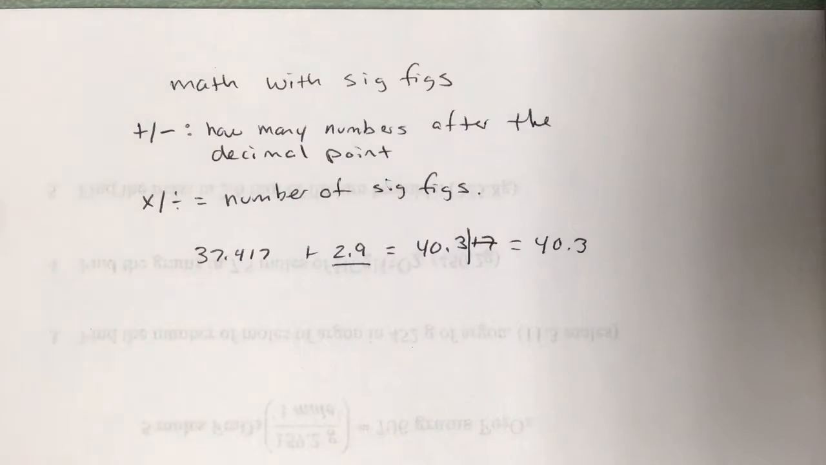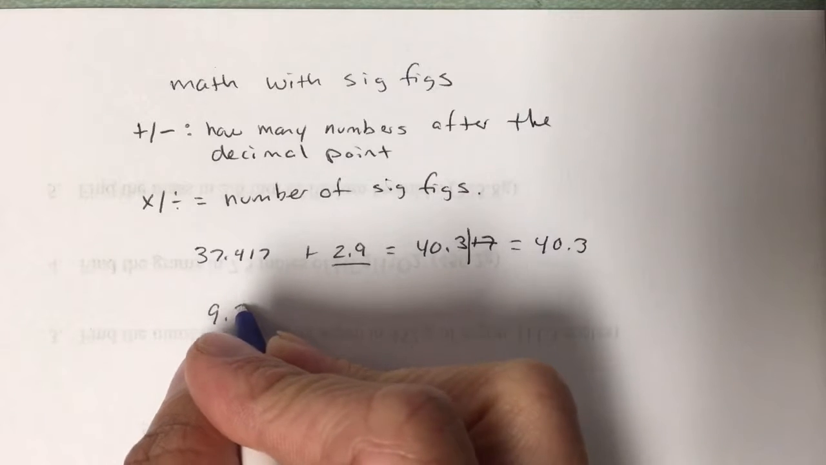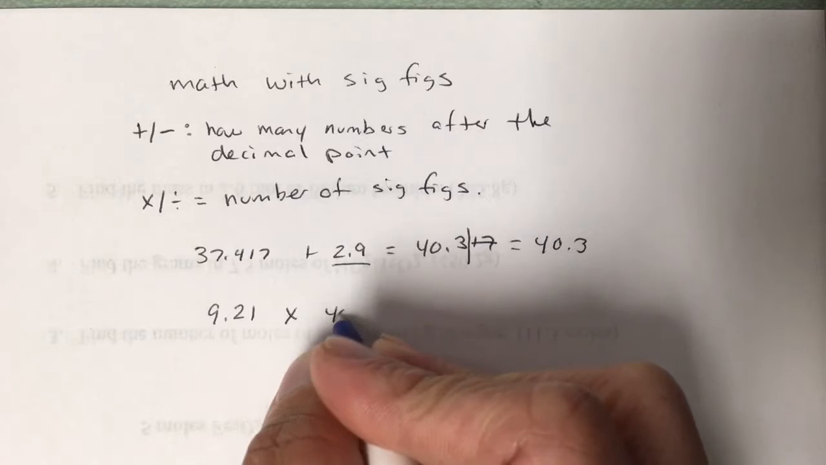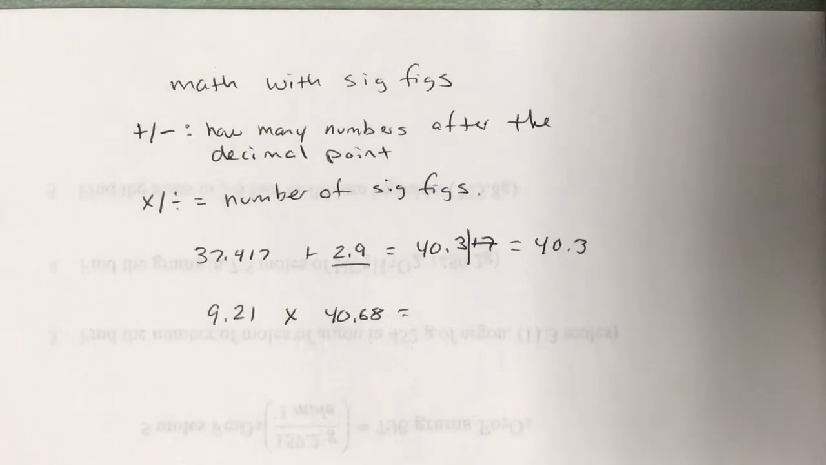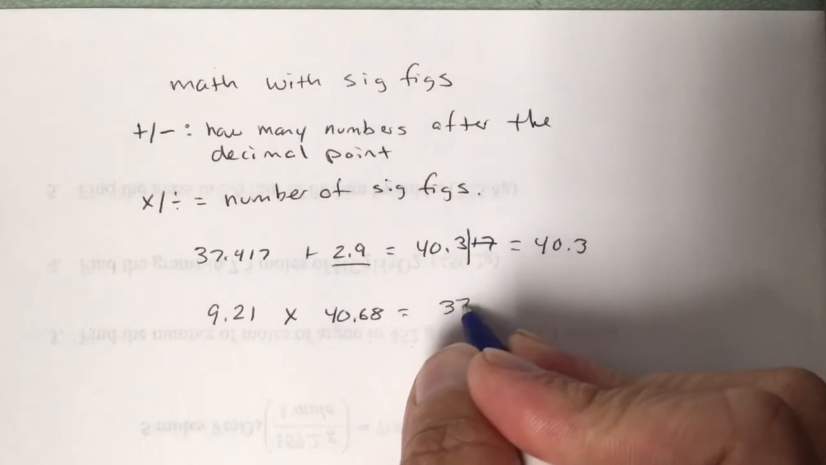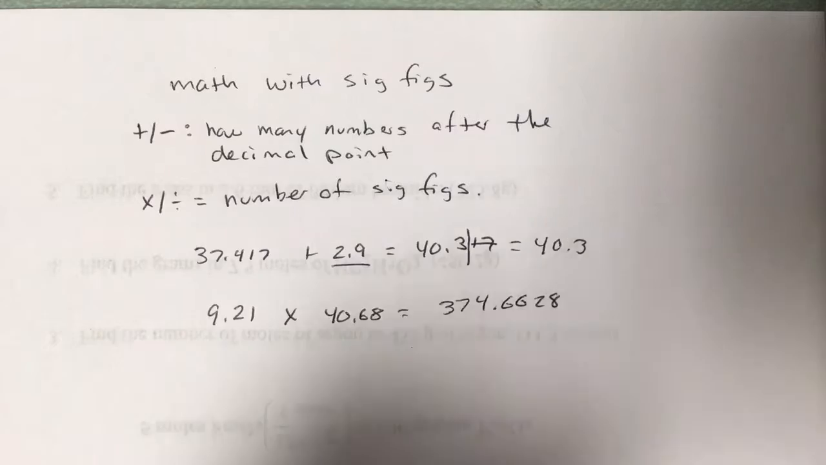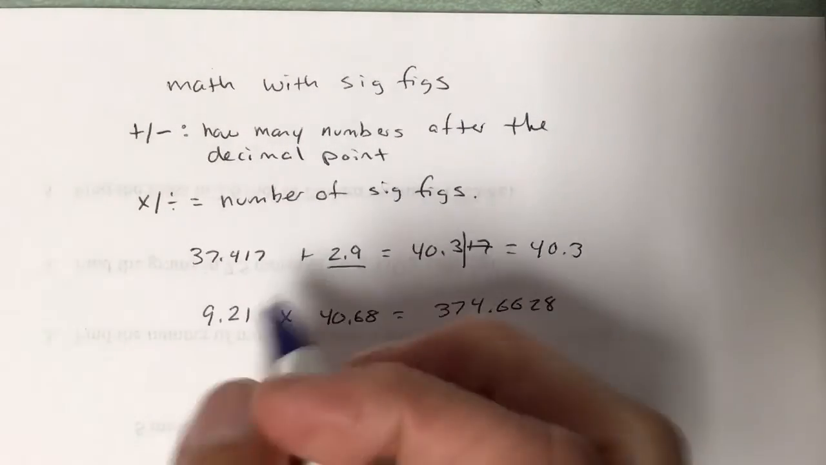For multiplication division, it's quite different. So let's say I want to multiply 9.21 and 40.68. 9.21 times 40.68. Calculator says 374.6628. Our weakest link here is the number with the fewest significant figures.